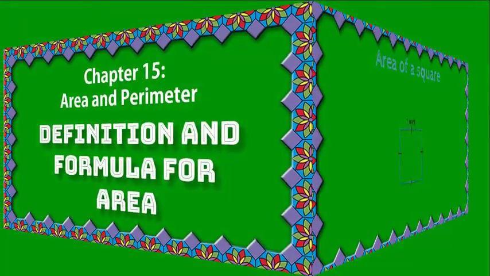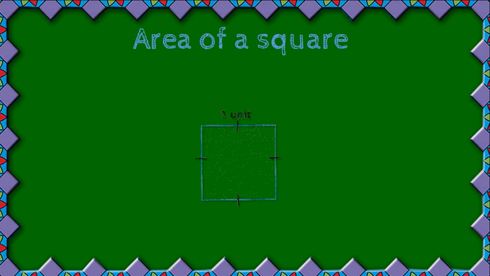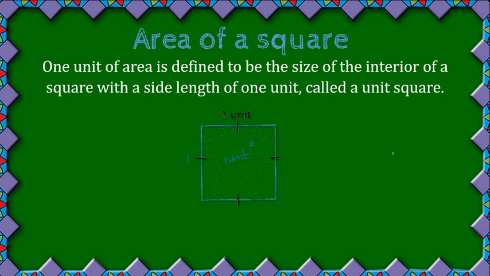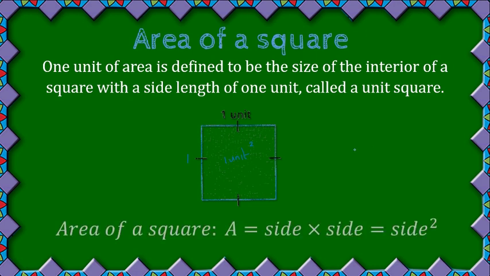So to start at the very beginning, we have the area of a square. If we have a square whose sides are 1 unit, which means both sides are 1 unit, then this represents 1 unit squared. This is the starting block for the area of all the shapes that we find the area of. So 1 unit of area is defined to be the size of the interior of a square with a side length of 1 unit, called a unit square. All the shapes we're doing are basically these little blocks put together. We'll look at the different shapes now and see how that all fits together. So we've seen the area of a square is just side times side, which is side squared.